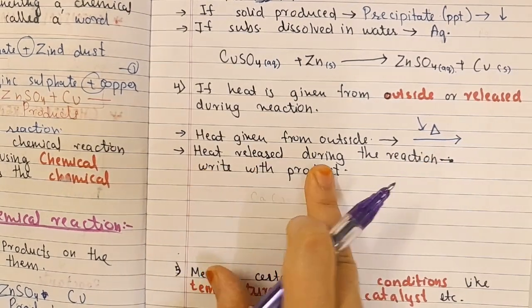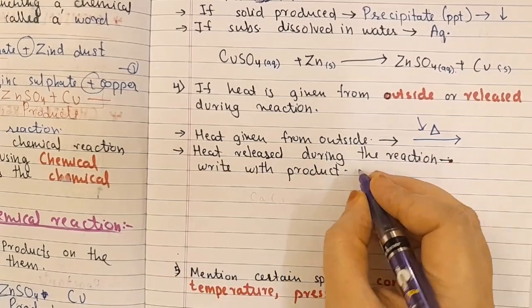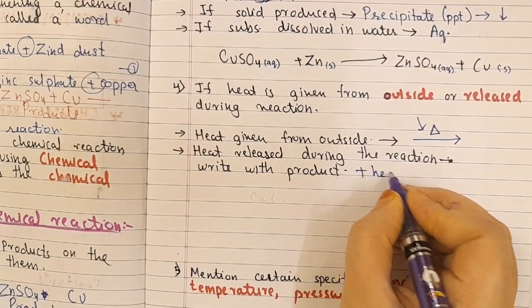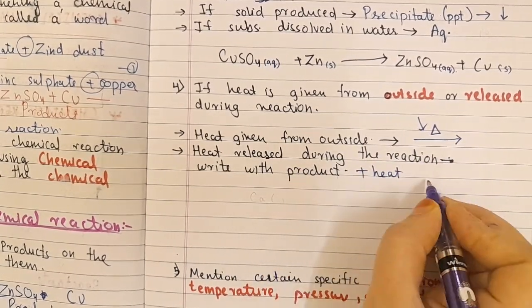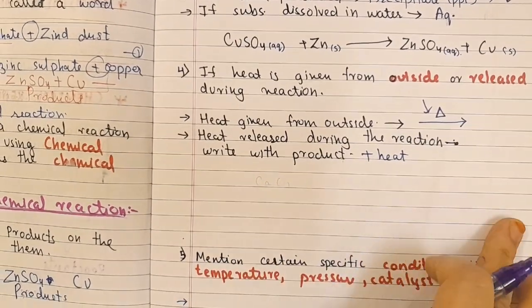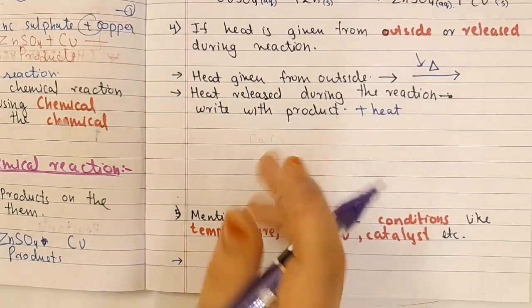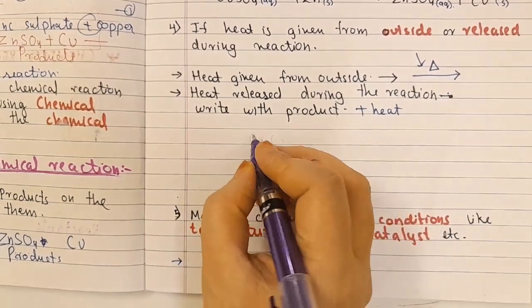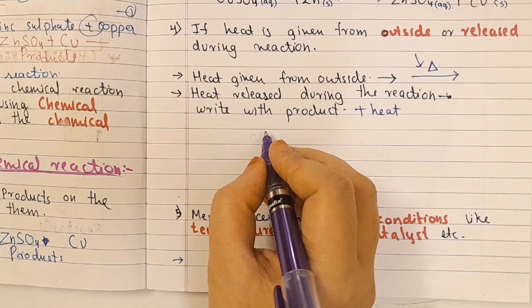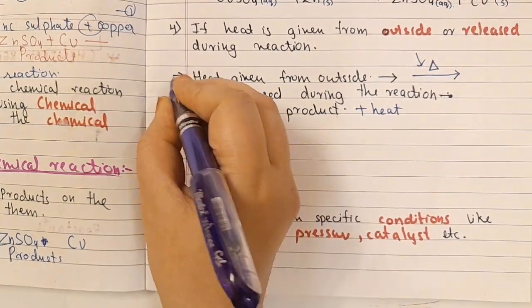When heat is released during the reaction, we write plus heat with the product. So these are the two rules. Now I am writing the reactions just to help you understand. The first is an example of this case.